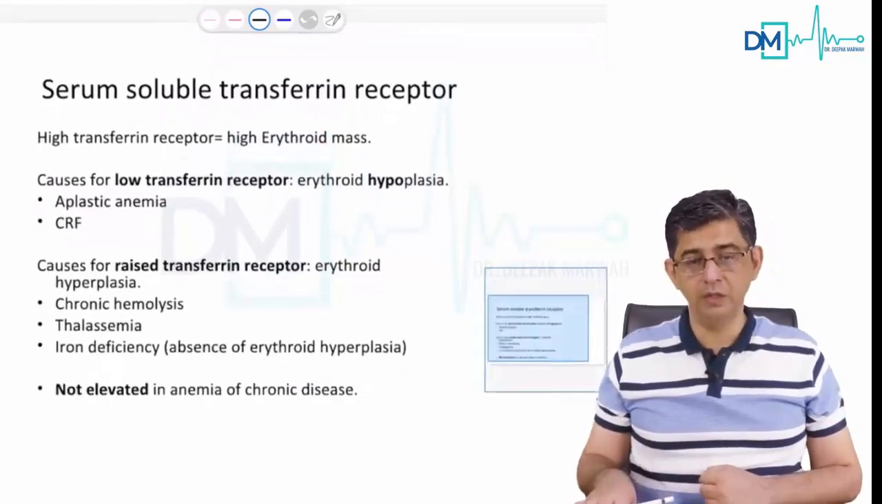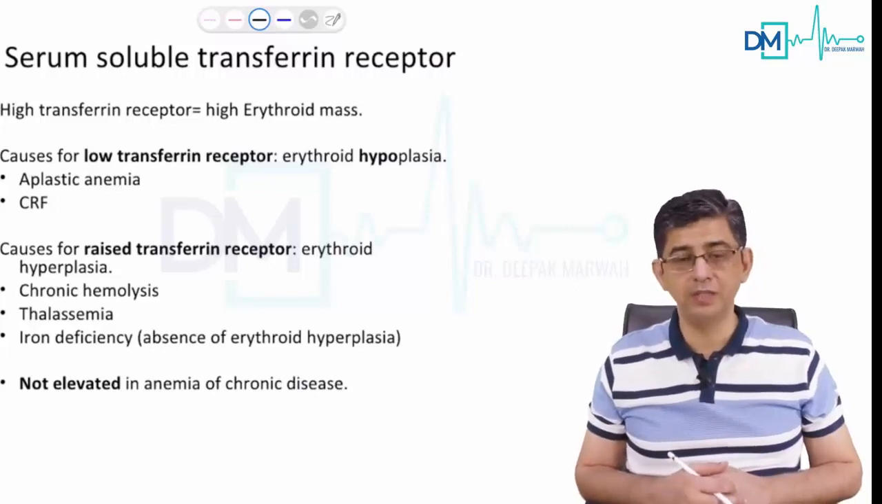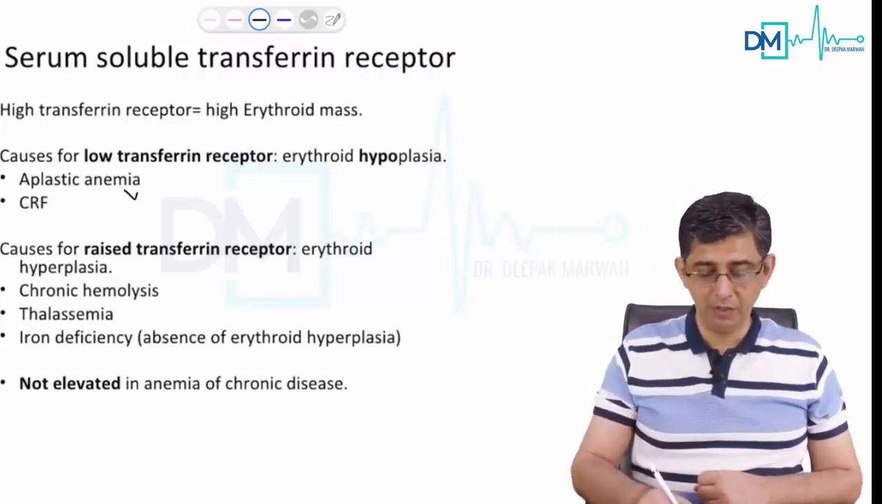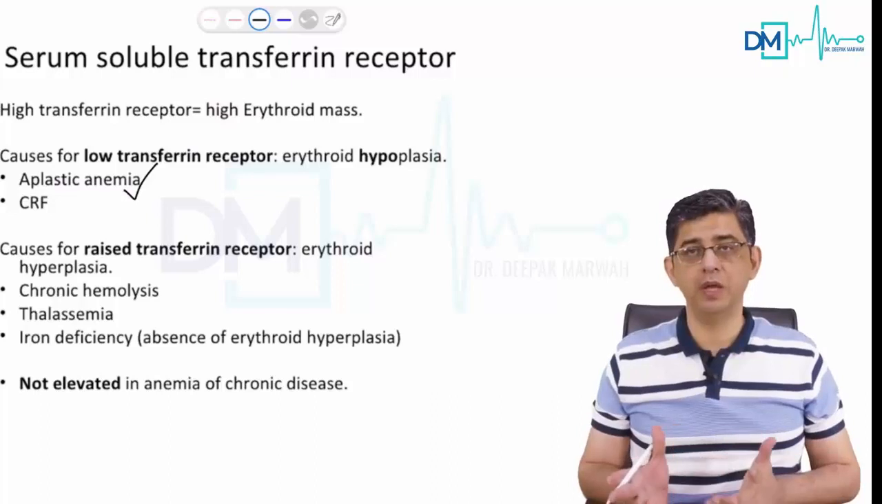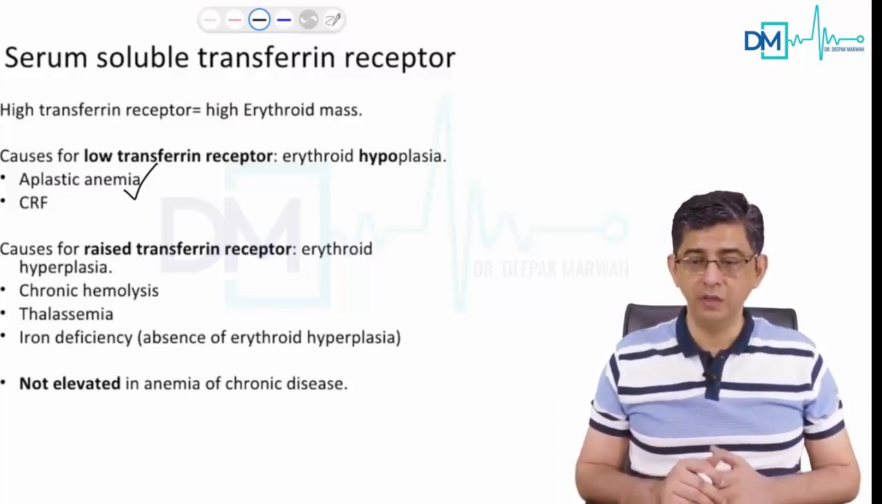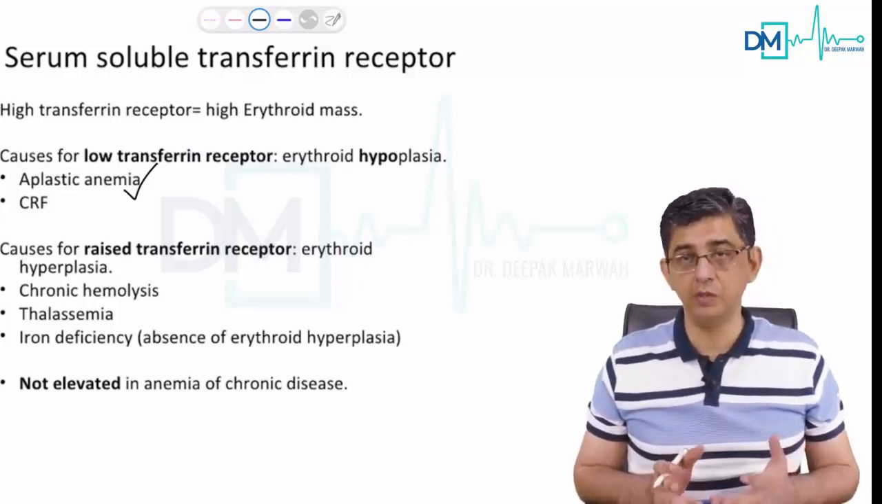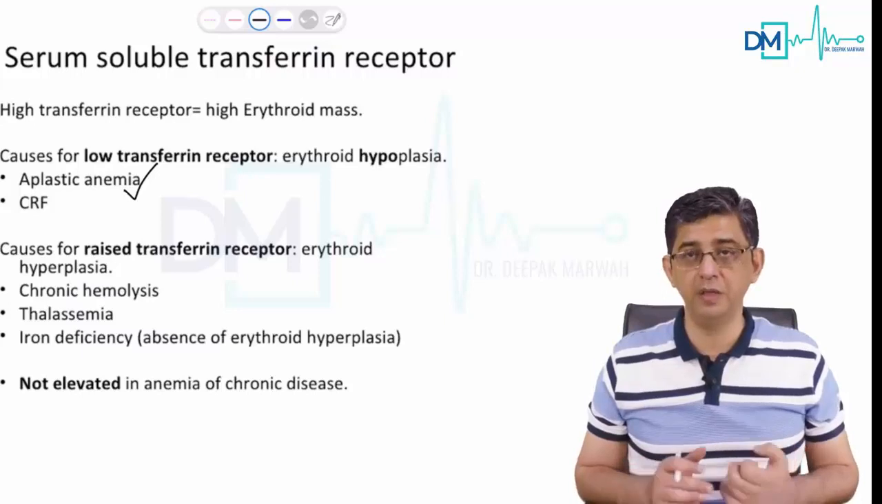What are the conditions in which the transferrin receptor values will be less? That would be erythroid hypoplasia. That could be conditions like aplastic anemia. I mean, common sense, right? Bone marrow is damaged, so there would be a low transferrin receptor. In this condition there is no possibility of the body trying to compensate under any circumstances if the bone marrow itself is damaged, the factory is damaged.